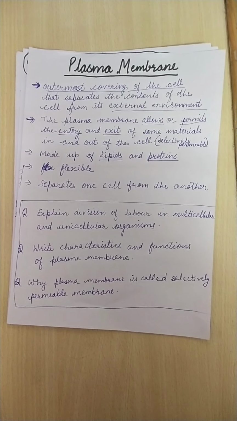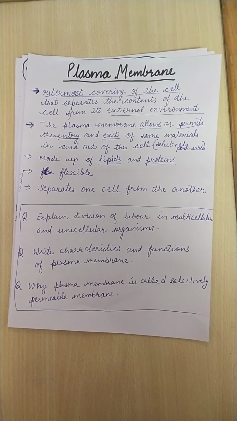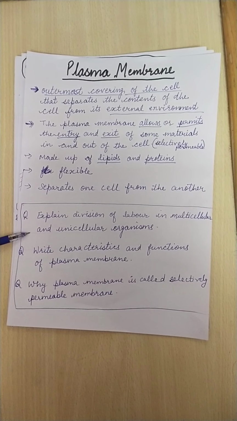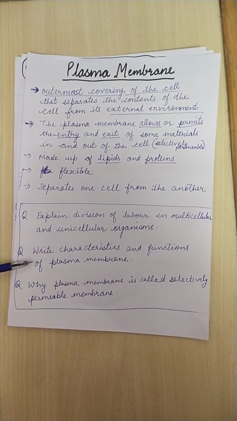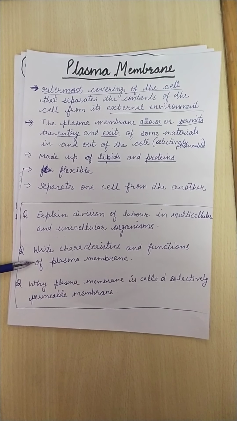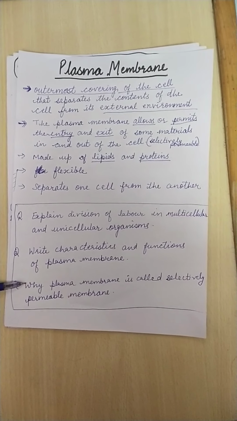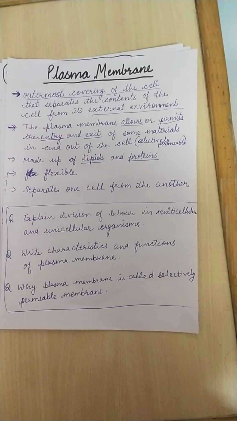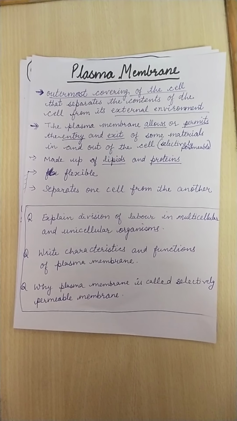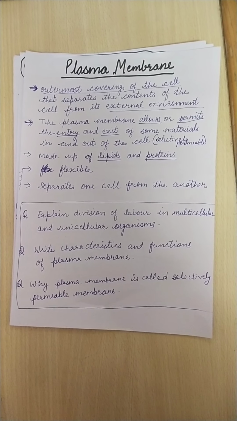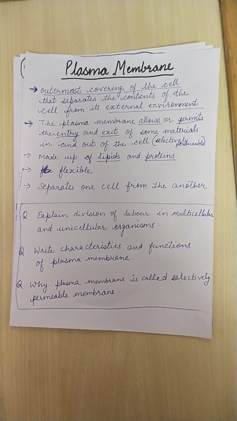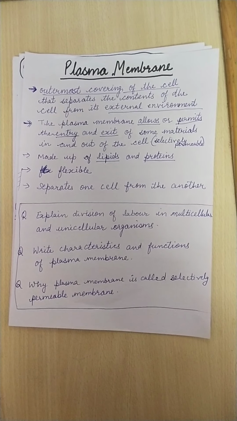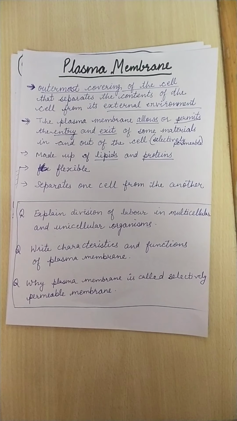On the basis of today's lecture, you must be able to explain the division of labor in multicellular and unicellular organisms, write the characteristics and functions of the plasma membrane, and explain why the plasma membrane is called a selectively permeable membrane. Children, in my next video, I'll be sharing the answers to all these questions so that you can clearly write them in your notebooks, or if you have written, you can just tally them.